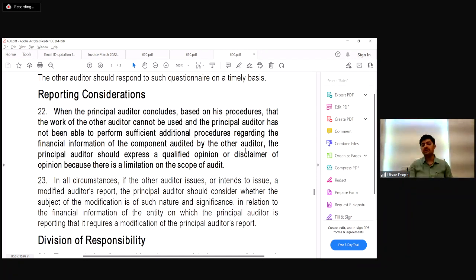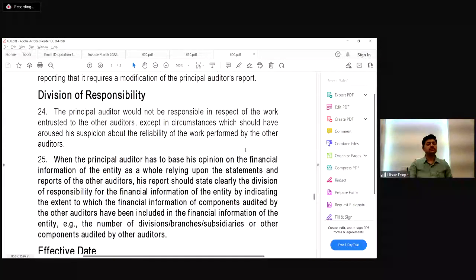And in all circumstances, if the other auditor issues or intends to issue a modified auditor's opinion, the principal auditor should consider, I have also spoken about this before, whether the subject of the modification is of such nature and significance in relation to the financial information of the entity on which the principal auditor is reporting, that it requires a modification of the principal auditor's report. Right. So similarly, if the audit report has been modified by the other auditors, the principal auditor needs to take this into consideration. And the SA talks about the division of responsibility.